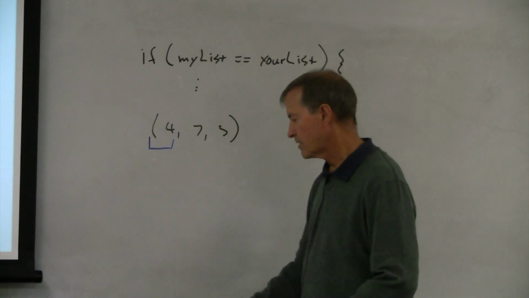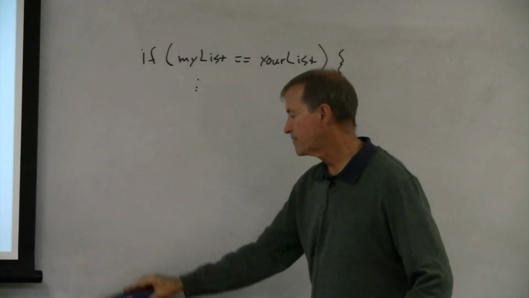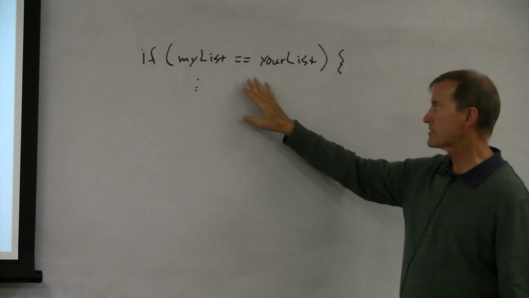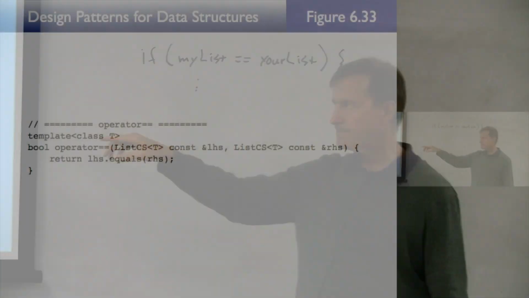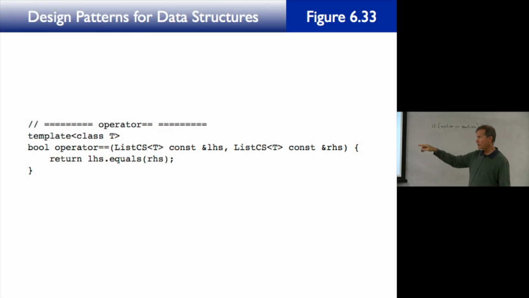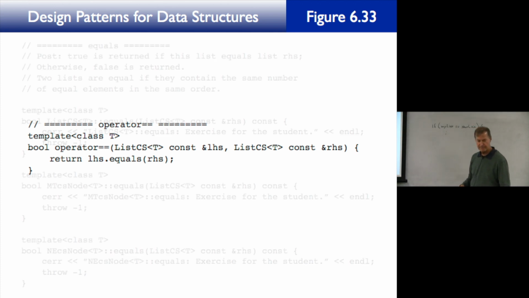By overloading the equals equals operator, that lets us do this. What it basically does is, it's just a one-liner that calls the equals method. So it's left-hand side dot equals right-hand side. Now the question is, how do you write equals? And that's what your job is.